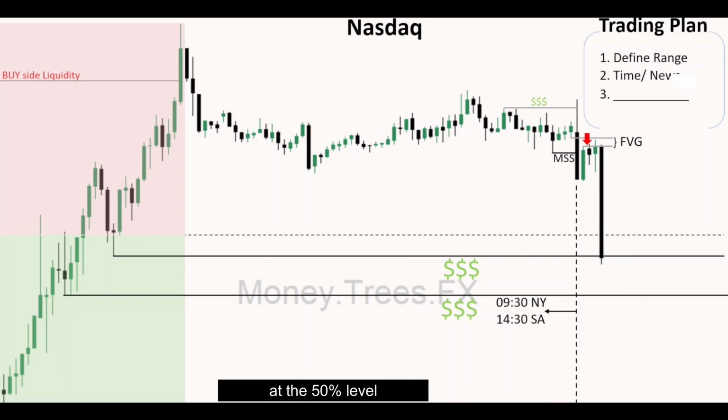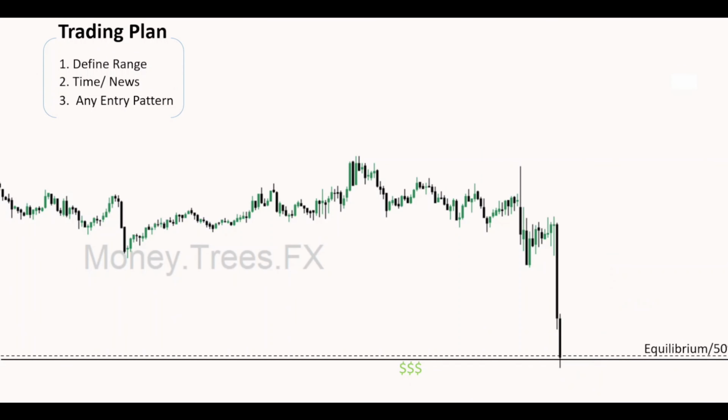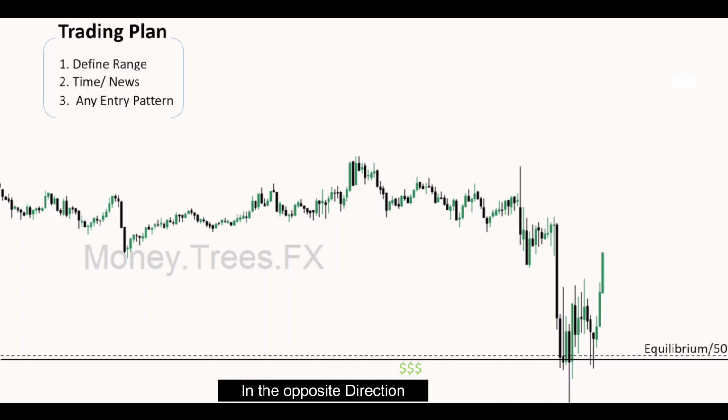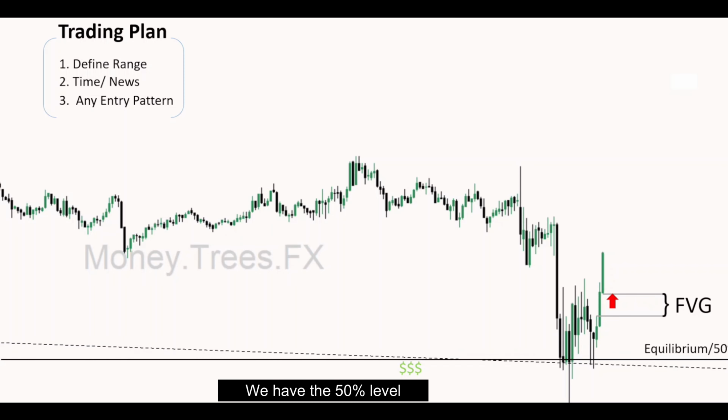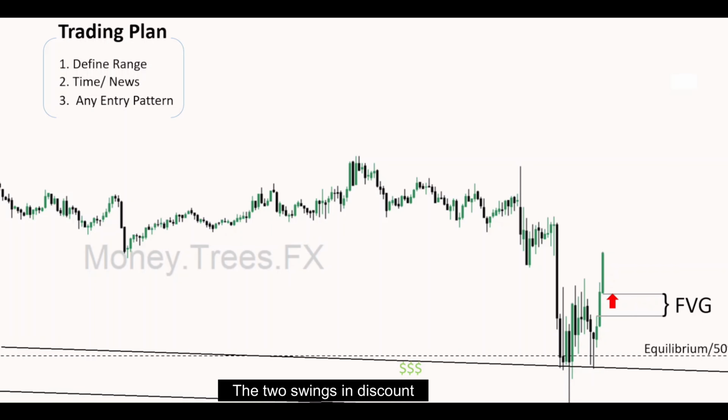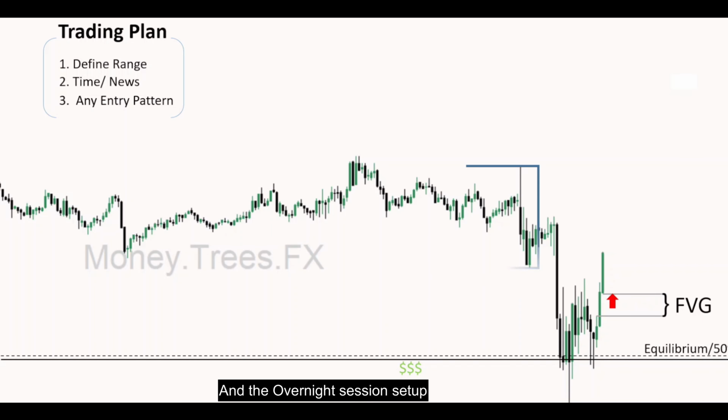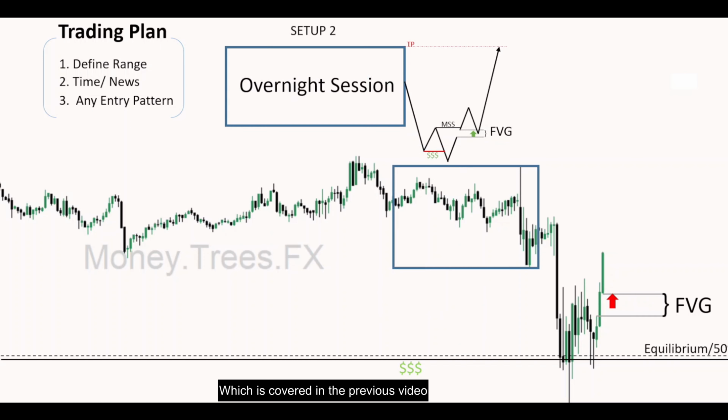So let's see what happened at the 50% level. We had the same pattern repeating itself in the opposite direction. The only difference is that in this case we had a lot of confluence. We had the 50% level, the two swings in discount, and the overnight session setup, which is covered in the previous video. So where is your low hanging fruit in this case? It is the first swing in premium, which is also coincidentally the high of the overnight session in this case. You can also target the external liquidity of the range.